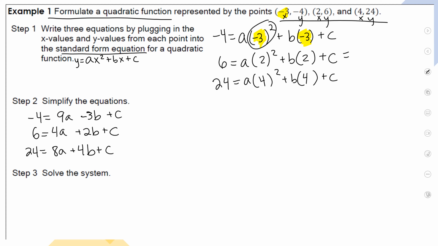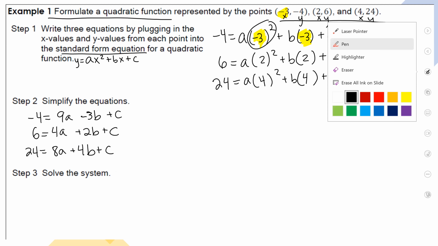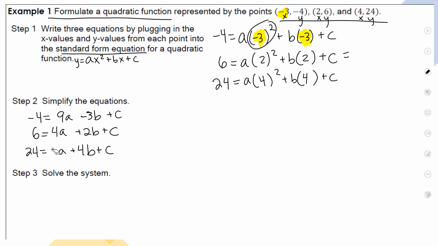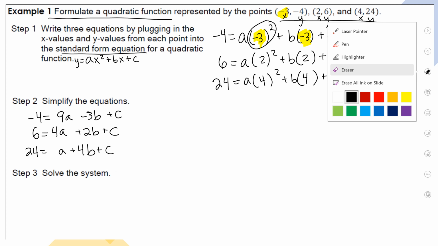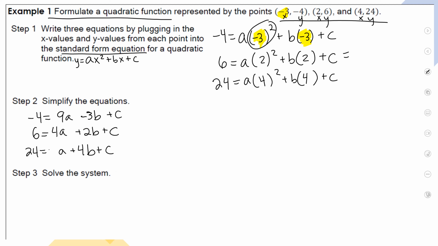Oh, I'm sorry, 16. Thank you so much, Noah. I made a common mistake where we just multiplied 4 times 2. It should be 16. 4 squared is 16. Don't make that mistake. We have it? Okay, so that's step two. We just simplify the equations.